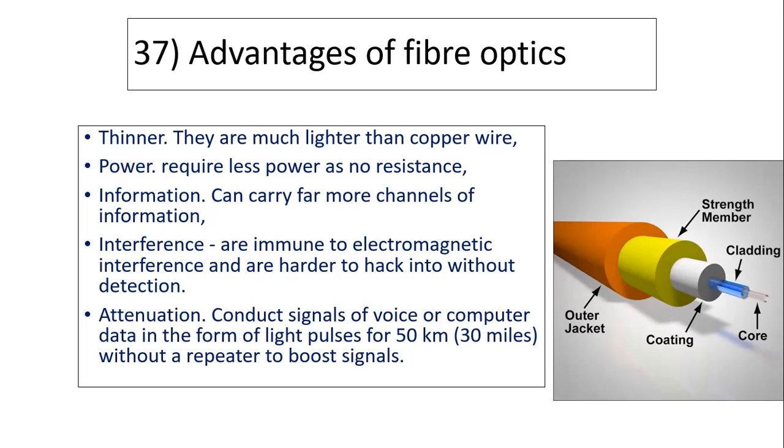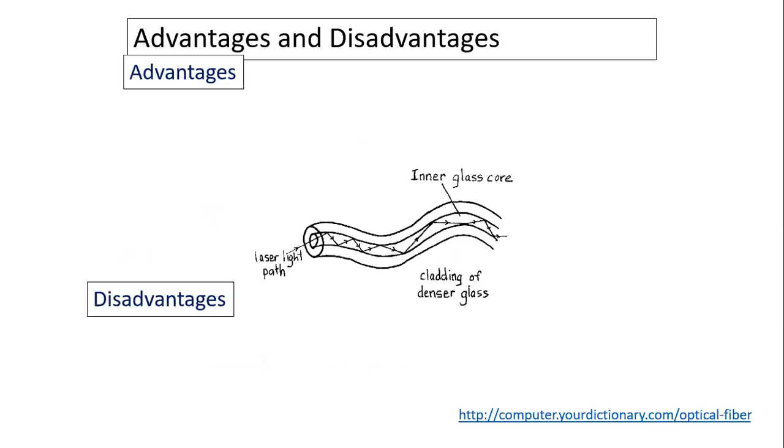Attenuation means the amplitude becomes smaller. Optic fiber can conduct signals, voice or computer data in the form of light pulses for 50 kilometers. That means it can send the signal or information a long distance before we have to use a repeater to boost the signal. Compared to copper wire, where you need an amplifier to boost the signal, this can travel a long distance before we need to boost it.